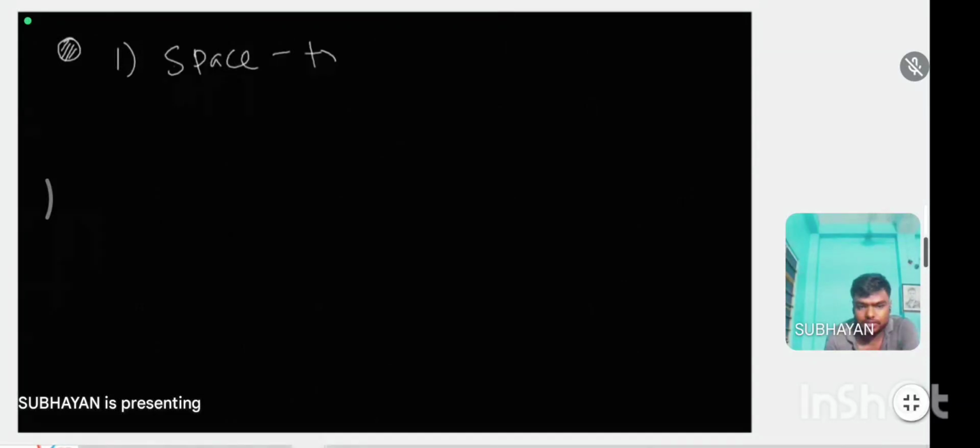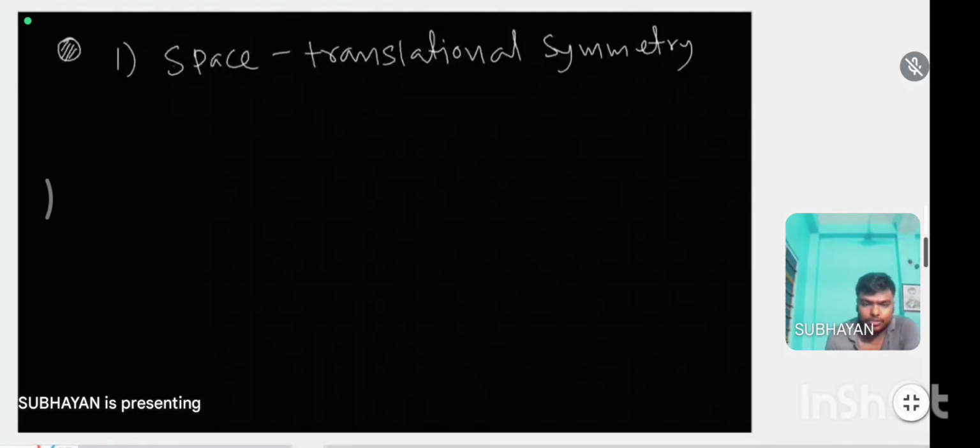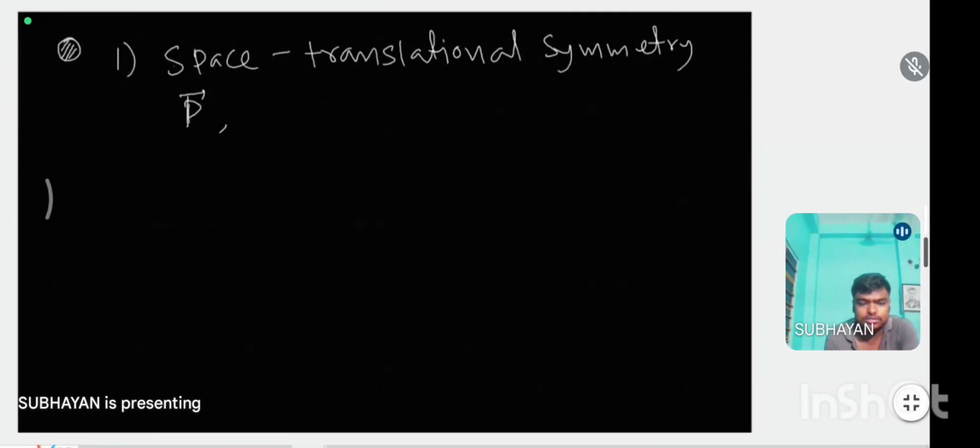Space translational symmetry. And the corresponding Noether quantity is linear momentum. And the generator of space translational symmetry is also linear momentum. So the generator of space translational symmetry is also the linear momentum operator.